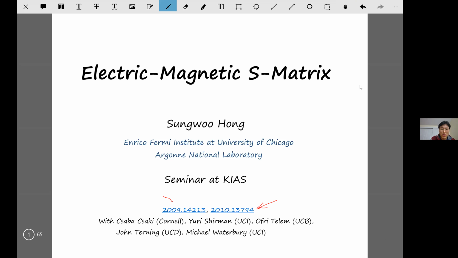In the first paper, we developed a formalism which allows us to compute this electromagnetic S matrix, as I call it. And in the second paper, we study a little bit more carefully general multi-particle states. But I will mention some of the facts that I will use from the second paper. Anyway, let's get started. And this is based on collaboration with this group of people.